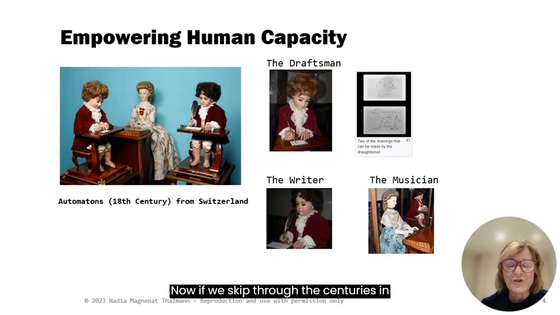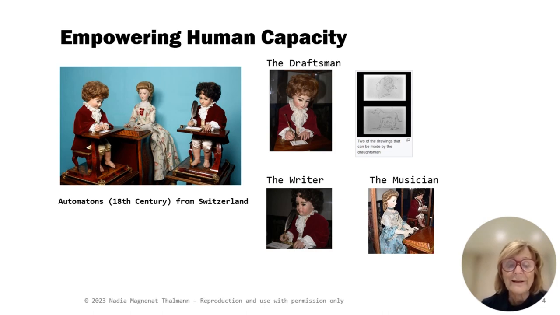Now, if we skip the centuries in the history, in the 18th century around the planet, but mainly in Europe and in Switzerland, we can see many examples of automatons. First of all, they are pieces of art. And second, they have mechanical engineering behind them, which is absolutely complex and fabulous. It's almost impossible to do them again today, so complex they are. These automatons were able to play music, to do things, or write different texts.